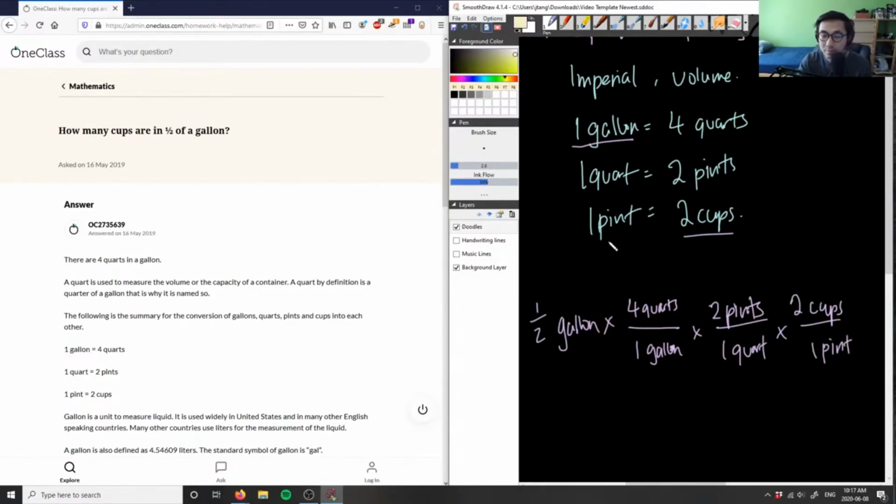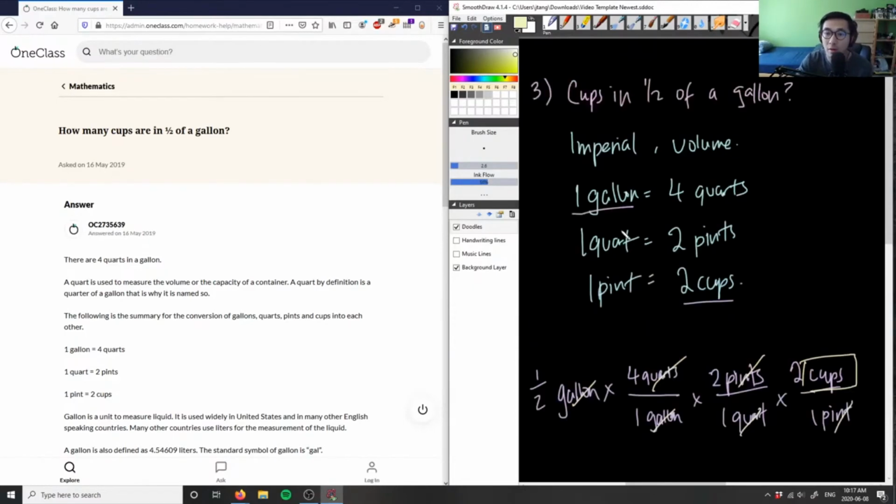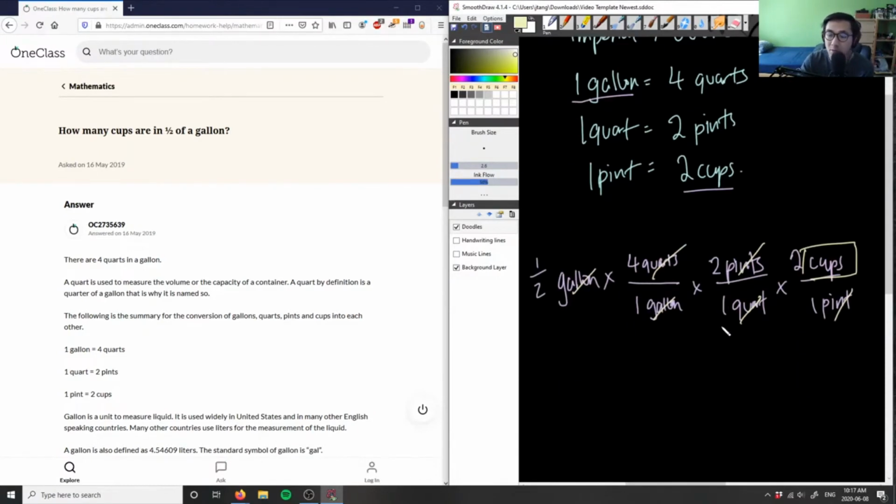Now the units for gallons cancel out, the quarts cancel out, and the pints cancel out. What we're left with is cups, which is what we want: how many cups are in 1/2 a gallon. So we're simply doing this operation: 1/2 times 4 times 2 times 2. This will give us how many cups.